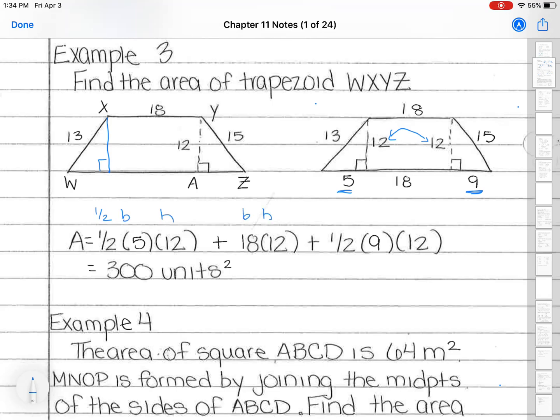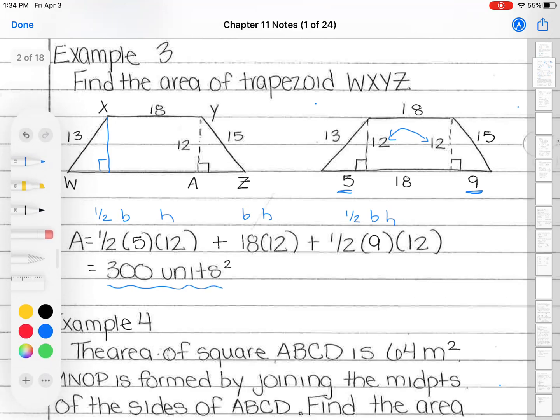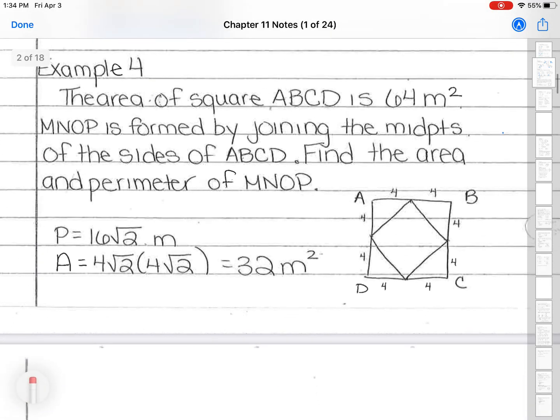So two triangles, you have 1/2 base times height. 18 by 12, that's your base and your height being multiplied together. And then again, another triangle on the right, 1/2 base times height, giving you a total area of 300 units squared for that one.